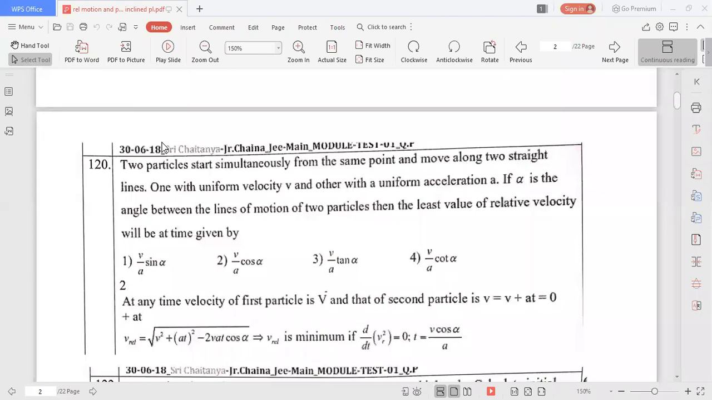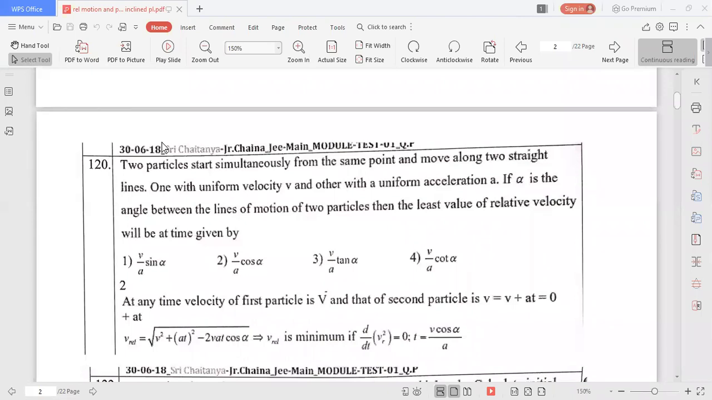After what time is the relative velocity minimum, they asked. V relative square is equal to V square plus A square T square minus 2 V A T cos alpha. To find when the relative velocity is minimum, we have to differentiate it with respect to time and make it equal to 0. Similarly, for shortest distance or closest approach, we first calculated the distance and differentiated with respect to time. Here also, to have the minimum relative velocity after t seconds, we have to differentiate this with respect to time.